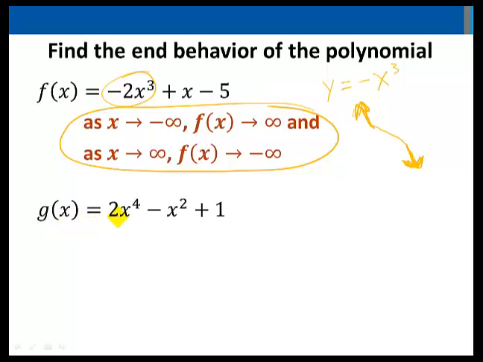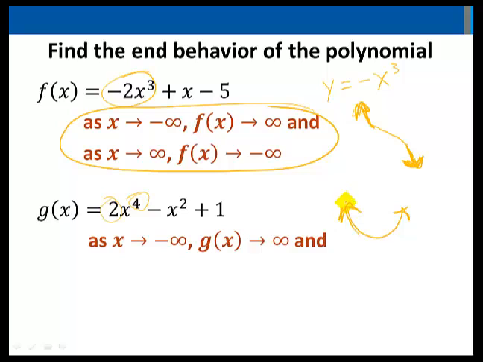What about g(x) = 2x to the fourth minus x squared plus 1? Here a is positive and n is even. So our end behavior would resemble that of y = x squared, which would mean that as x approaches negative infinity, g(x) approaches positive infinity, and as x approaches positive infinity, g(x) approaches infinity.